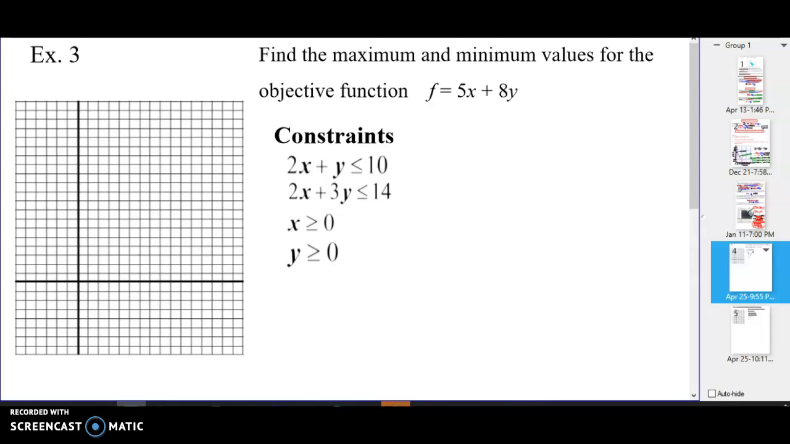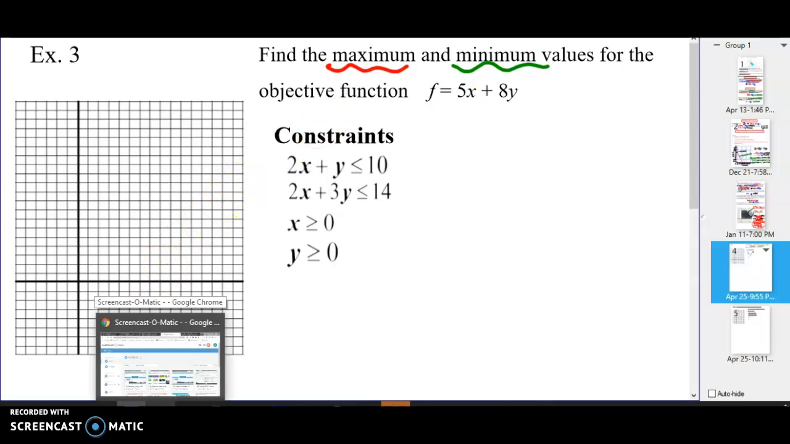This question doesn't give us a ton of context. It just tells us what the constraints are and what our objective function is. Just so I'm clear, I need maximum and minimum values for this objective function. The function is 5x plus 8y. My constraints: 2x plus y has to be less than or equal to 10, and 2x plus 3y has to be less than or equal to 14. And I know I want it in the first quadrant.